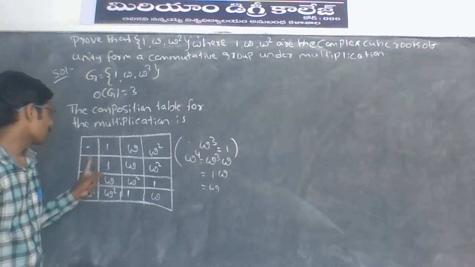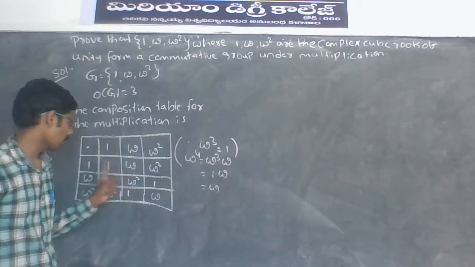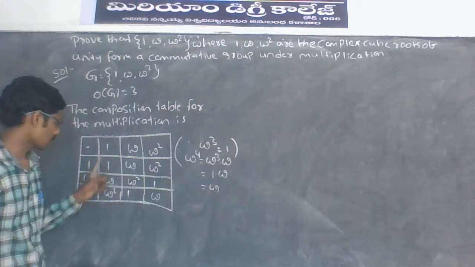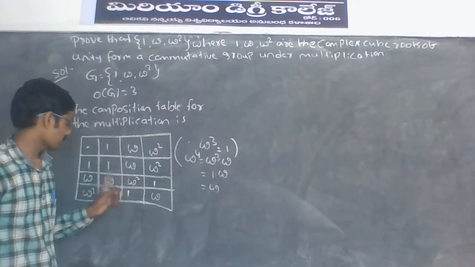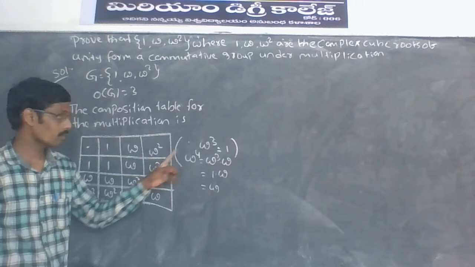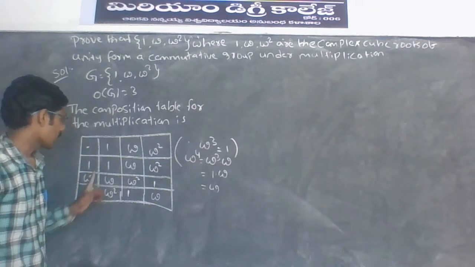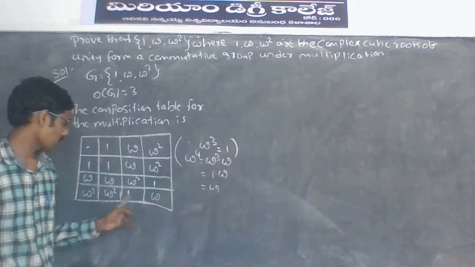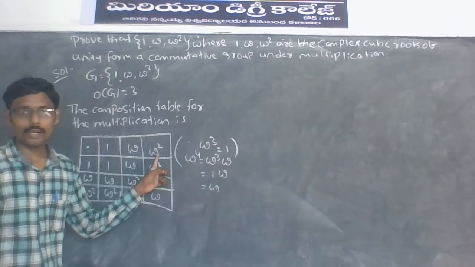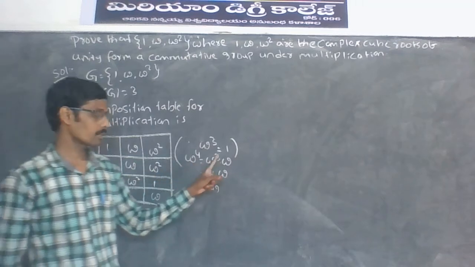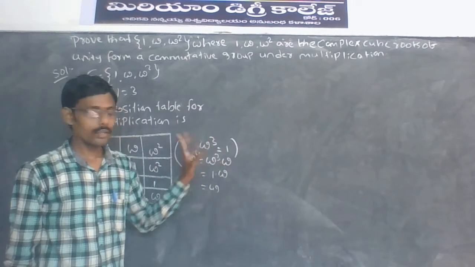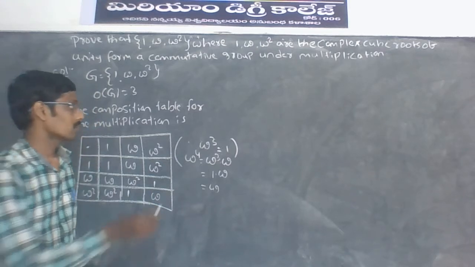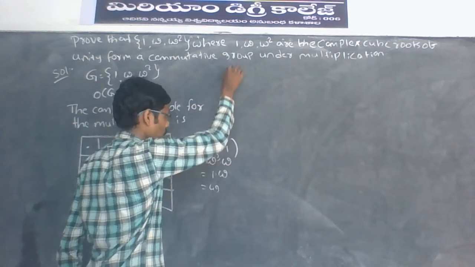Again, I will explain: 1 into 1, 1 into omega, 1 into omega square. Next, omega into 1, omega into omega square, omega cube, value 1. Omega square into 1, omega square into omega cube, value 1, omega square into omega power 4, which is omega cube into omega, equal to omega. This is the composition table. To form an abelian group, five properties must be satisfied.